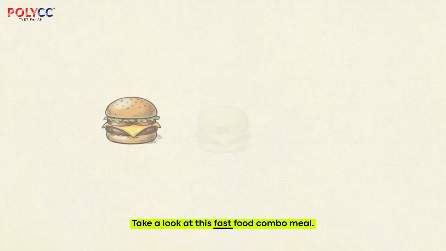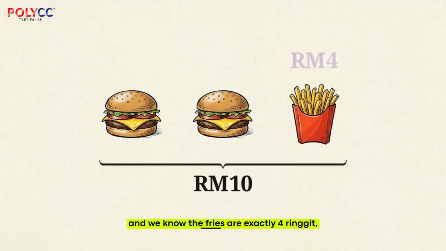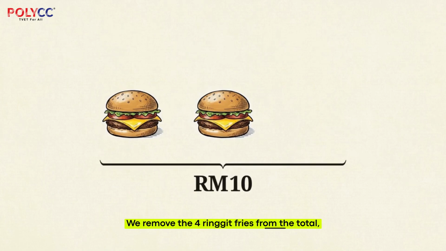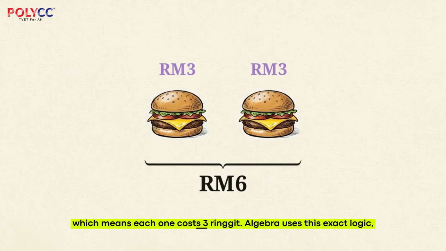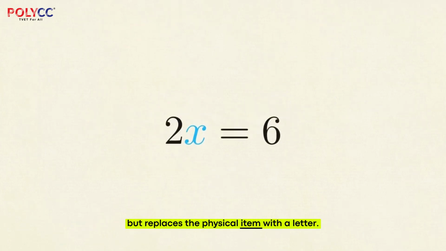Take a look at this fast food combo meal. If the total price is 10 ringgit and we know the fries are exactly 4 ringgit, we can find the cost of the burgers by subtraction. We remove the 4 ringgit fries from the total, leaving 6 ringgit for the 2 burgers, which means each one costs 3 ringgit. Algebra uses this exact logic, but replaces the physical item with a letter.